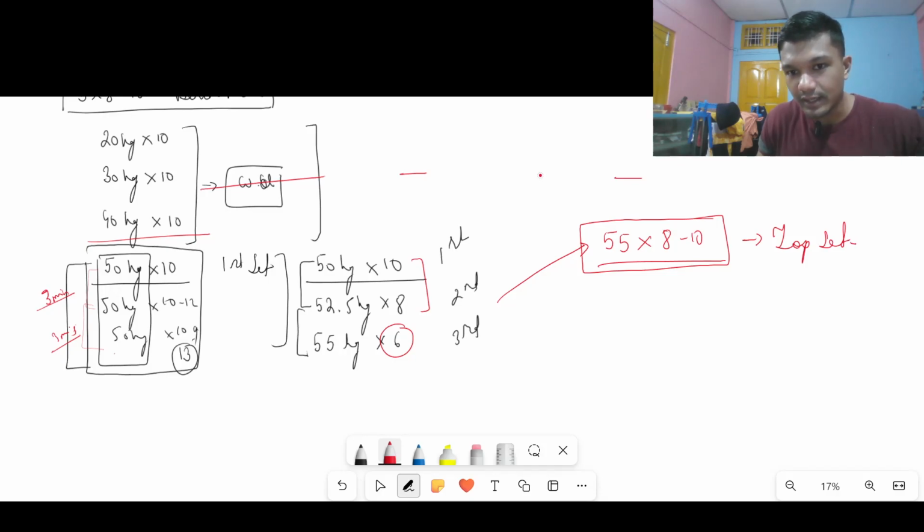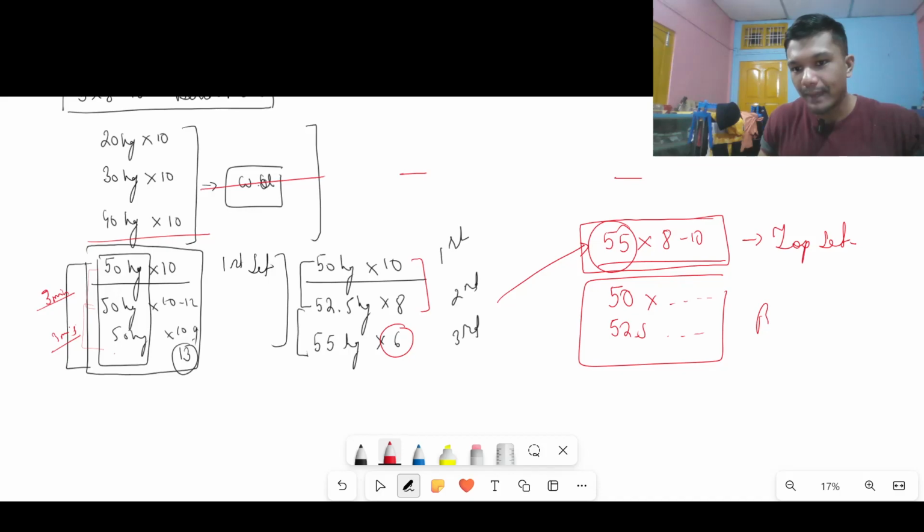And for the rest of these 2 sets, you can just drop some load from here, make it 50 or 52.5, and you can do 4 reps. Then these 2 will be called back off sets. So this is nothing but reverse pyramid, and each of these sets are equally hard, and there is equal separation of time between all these 3.